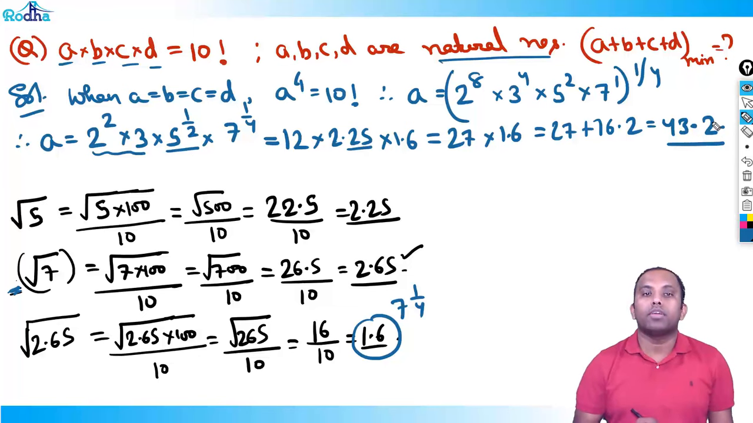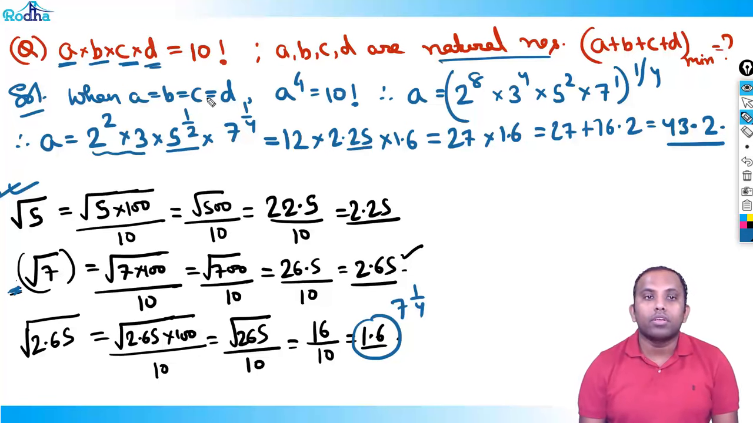A very important thing we have derived with lots of concept and mind after puzzling our mind. After all this concept, if all four numbers are equal, then A into B into C into D is equal to A raised to 4. If A raised to 4 is 10 factorial, this is the prime factorization of 10 factorial.